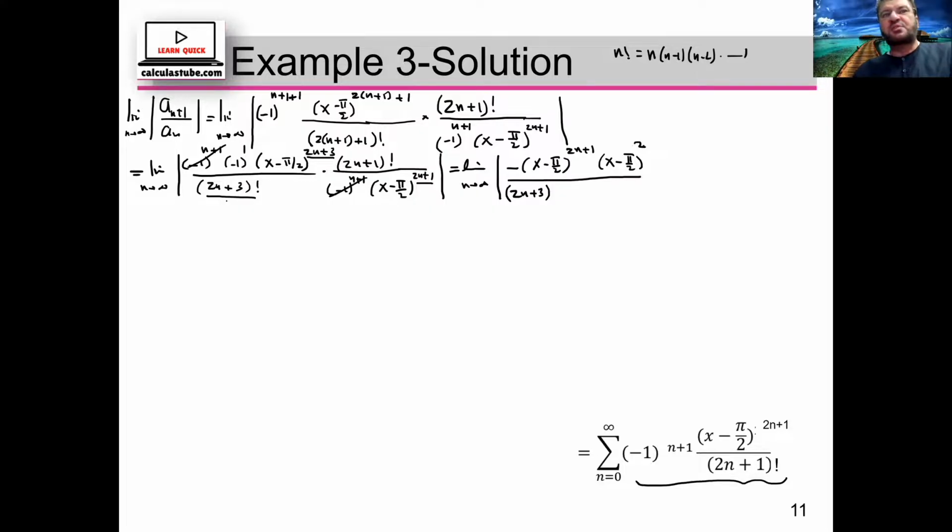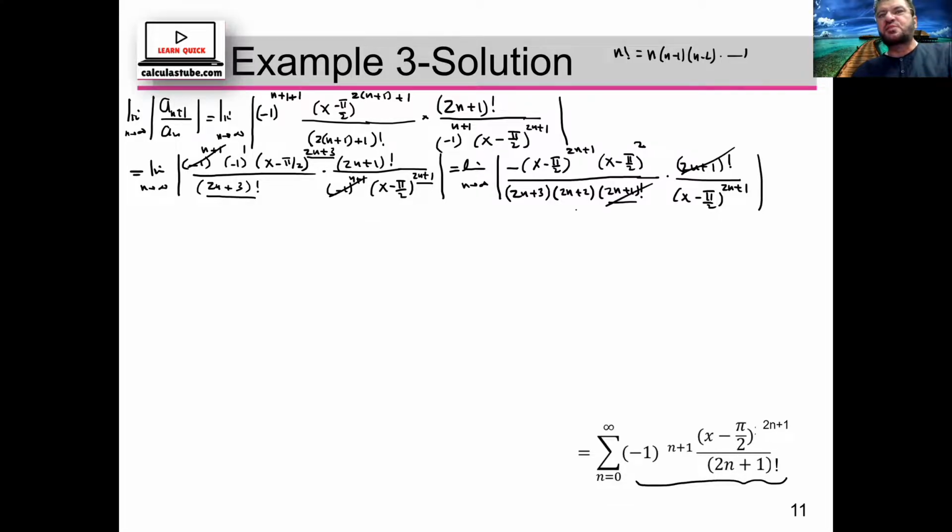So this one can be written 2n plus 3 factorial. The first term is 2n plus 3. Who's next? 2n plus 2. Who's next? 2n plus 1. Do I have to continue? No, I'm going to stop here and put a factorial. Why did I stop here? Because I have 2n plus 1 in the numerator on the other side, so I stopped here at 2n plus 1. Divided by x minus pi over 2 to the 2n plus 1.